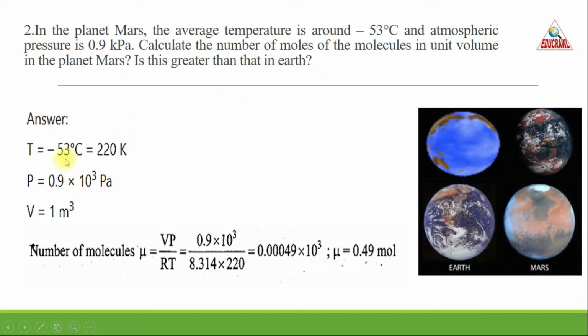So the temperature is given as minus 53 degrees Celsius. Once again you have to convert it into Kelvin. By adding minus 53 plus 273, which gives 220 Kelvin. And the pressure is given as 0.9 into 10 power 3 Pascal. The volume is unit volume, so the answer is 1 meter cube. So for the number of moles, we use our ideal gas equation. We reverse that formula, and the formula for mu is PV by RT. Substituting the given values, we get approximately the value of mu as 0.49 moles.